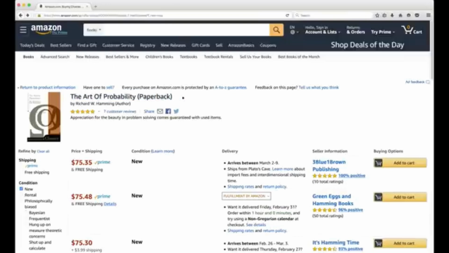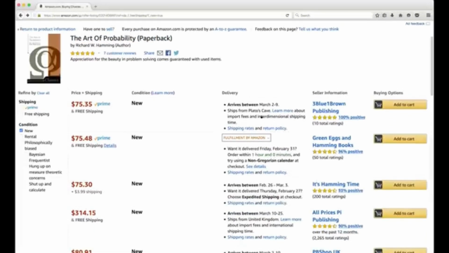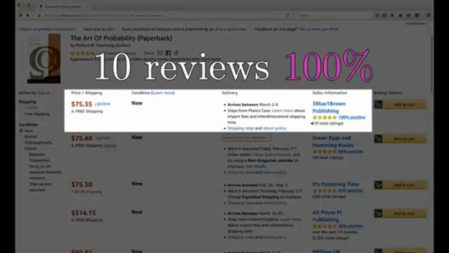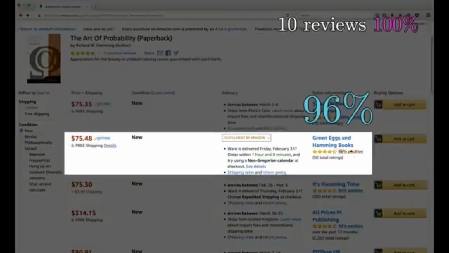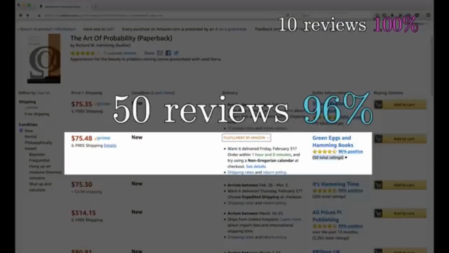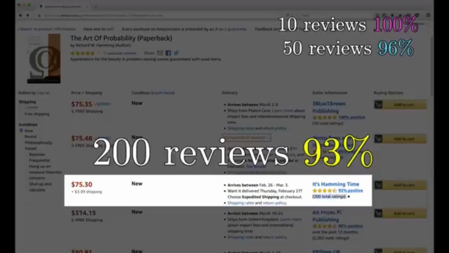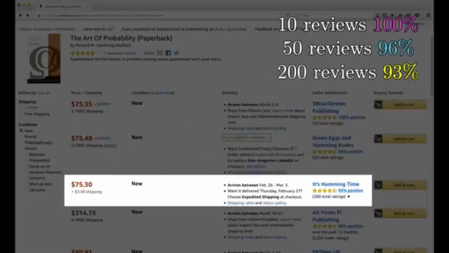You're buying a product online, and you see 3 different sellers. They're all offering that same product at essentially the same price. One of them has a 100% positive rating, but with only 10 reviews. Another has a 96% positive rating with 50 total reviews. And yet another has a 93% positive rating, but with 200 total reviews. Which one should you buy from?